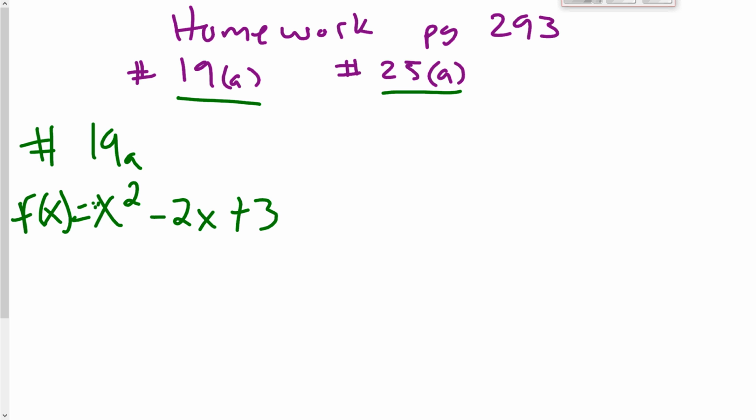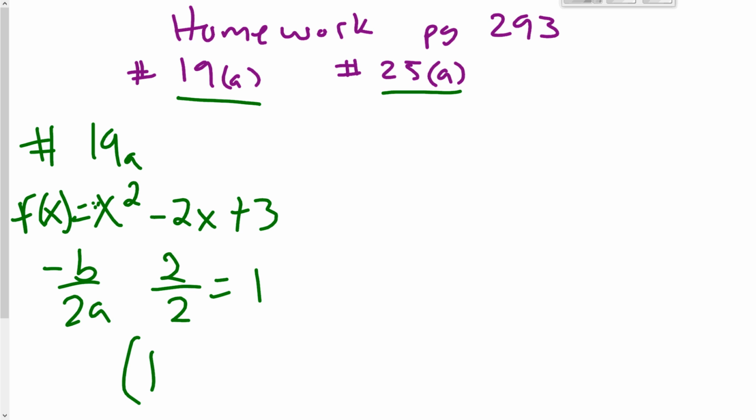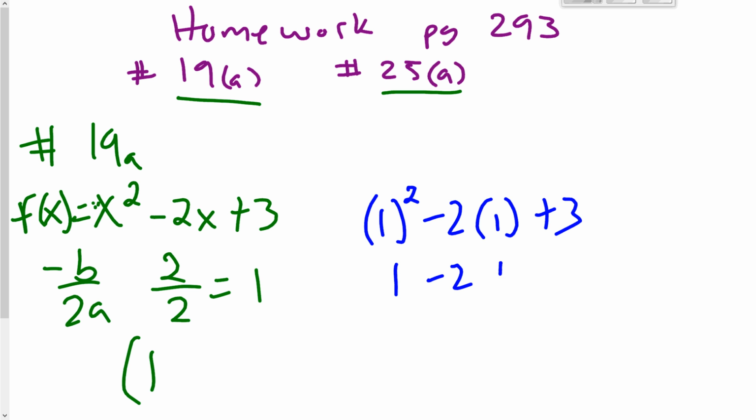So here's 19, f of x equals x squared minus 2x plus 3. So I do my negative b over 2a. That is a positive 2 over 2, which is 1. So there's my x is 1. Now I've got to find my y by plugging in my x, which is 1, in for x, simplifying. So we get 2 for my y. So there's my vertex, and that's all that it asks for, is just the vertex.